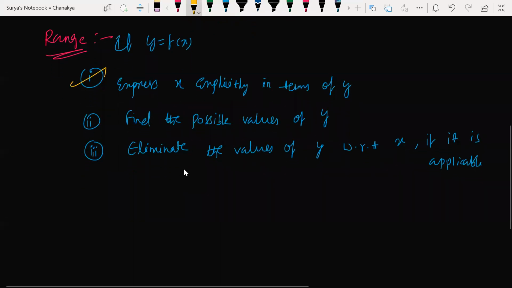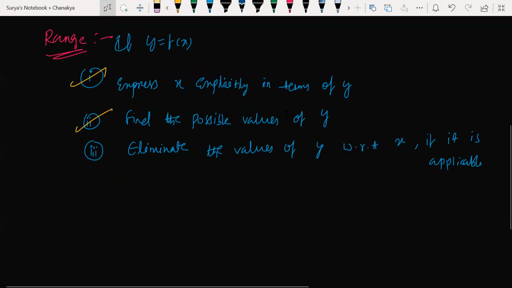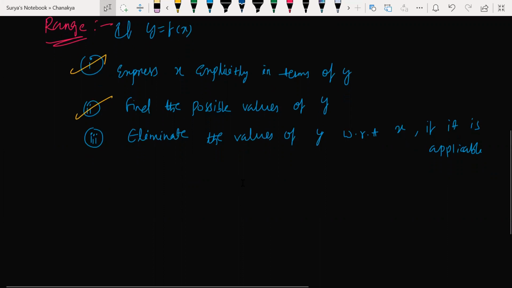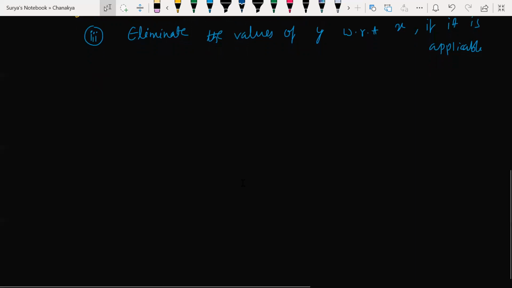So mostly we will be using the first two steps to find out the range of a function. We will not be using the third step, but in a few questions we'll be using the third point as well. I'll tell you what the questions are. We'll solve one by one. First of all, you need to express x explicitly in terms of y. Find the possible values of y and eliminate the values of y with respect to x. Okay. So this is the procedure for finding the range of a function. So I'll just give you a simple question right now.